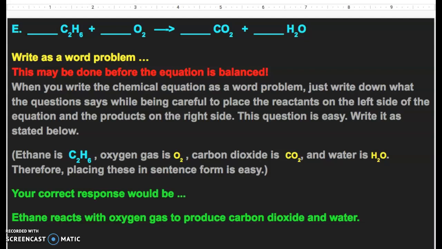But first of all, you can come up with a word problem. Since I gave you what ethane is, all you have to put down is ethane. Ethane reacts with oxygen gas to produce carbon dioxide and water. Very simple word problem. Once again, ethane reacts with oxygen gas to produce carbon dioxide and water. Simple.